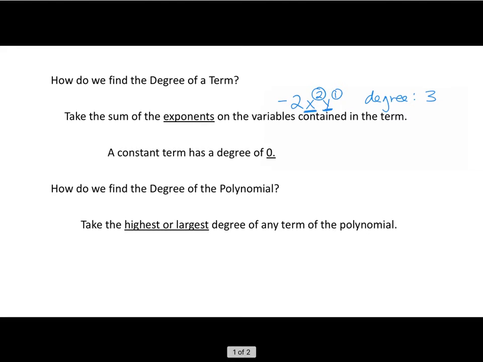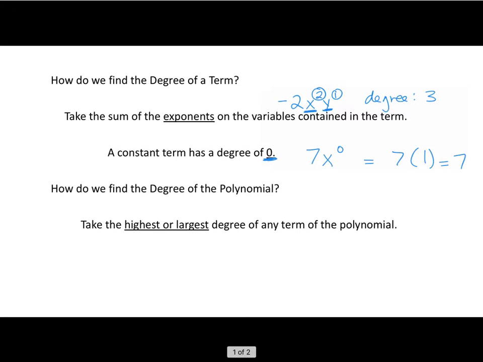If you have a constant term, the degree is 0. Our constant term that we talked about before, 7, does not have any variable factors. So the exponent of any variables, let's say I added a variable, the exponent can only be 0. What's x to the 0? That's 1. Any base to the 0th power. So that's how you can see that the degree of any constant term is 0.